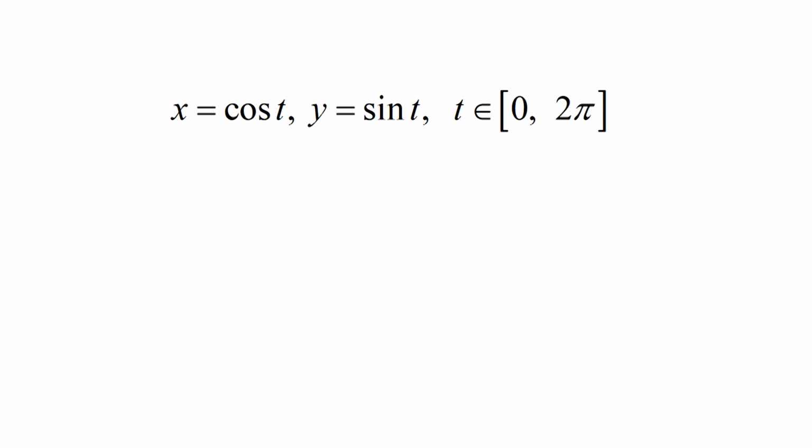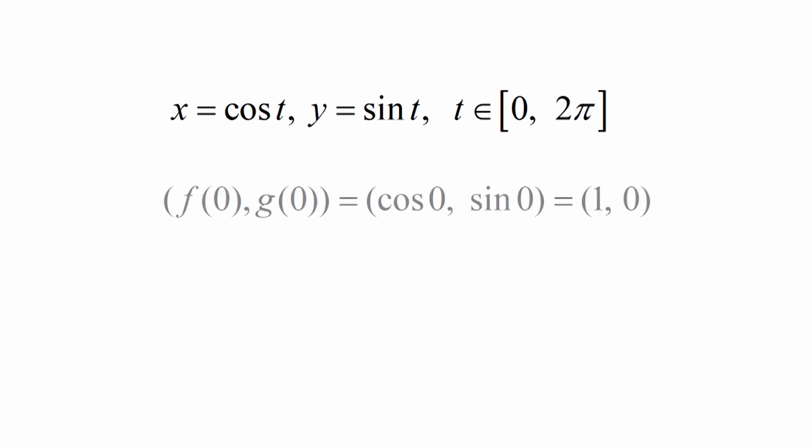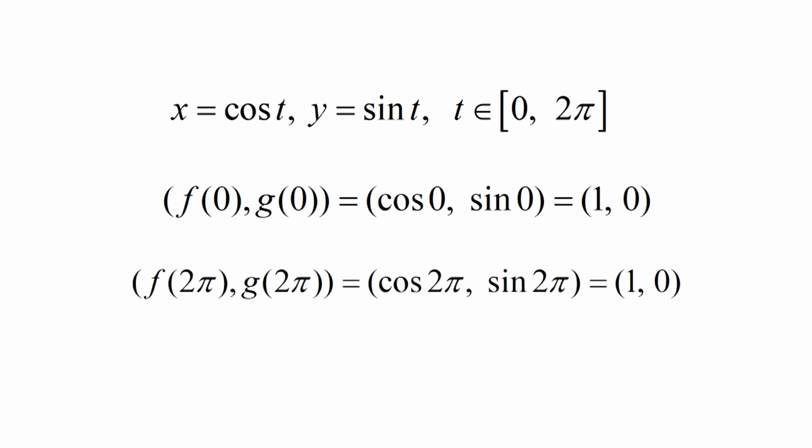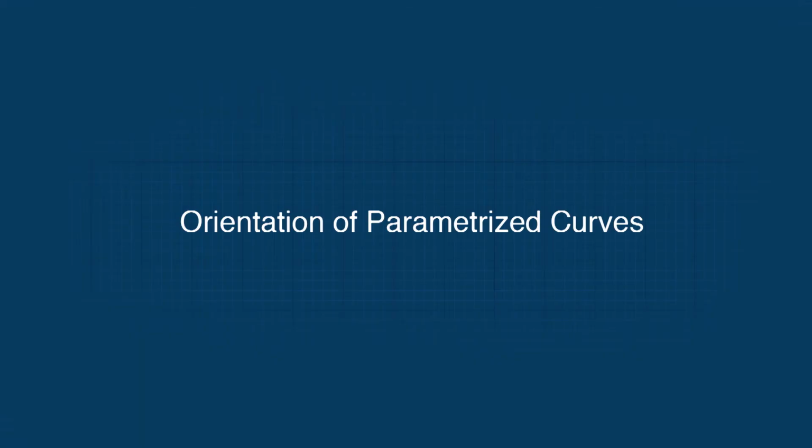In this parameterization, the initial point is (f(0), g(0)), which is equal to (cos 0, sin 0), which is equal to (1, 0), and the terminal point is (f(2 pi), g(2 pi)), which is equal to (cos 2 pi, sin 2 pi), which is equal to (1, 0). Here the initial point and terminal point coincide. In this case, we say that the curve is a closed curve. We now discuss the orientation of parameterized curves.